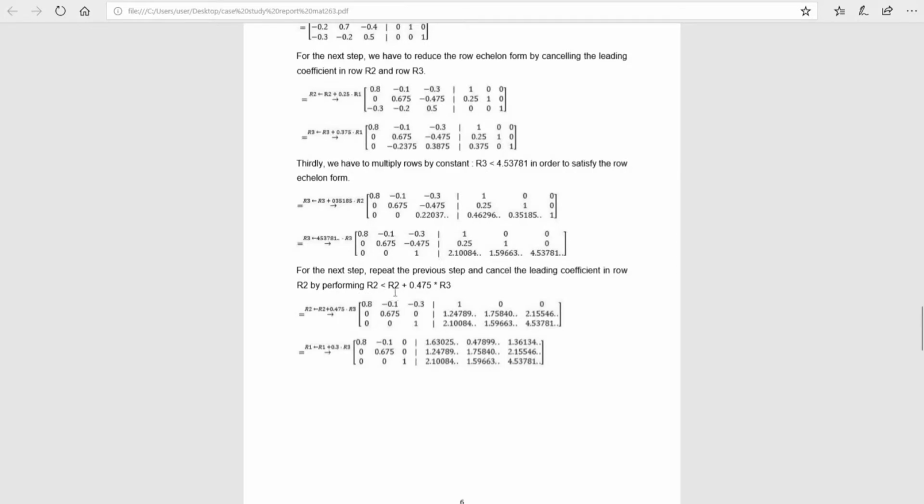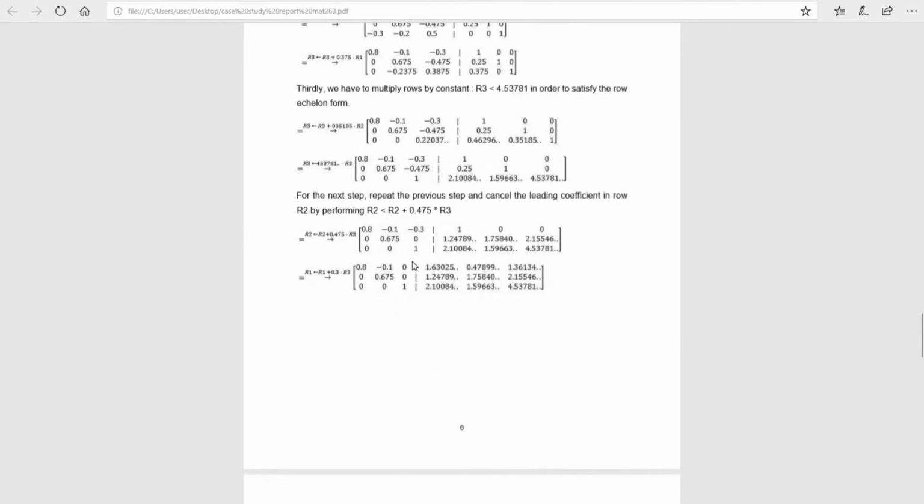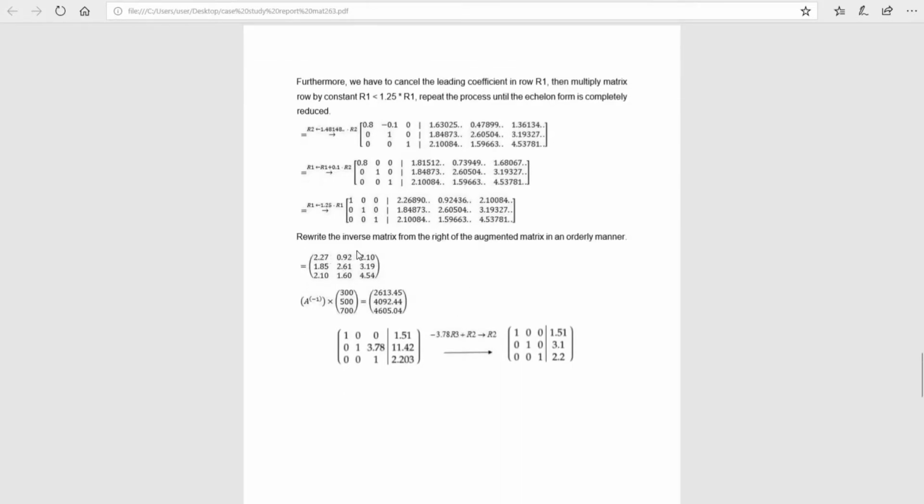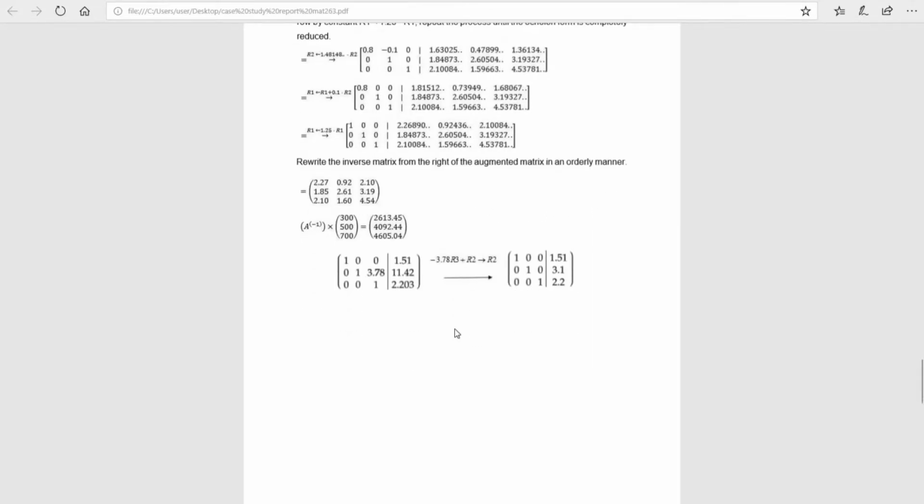So from there we can rewrite the numbers and repeat the process until the echelon form is completely reduced. Finally, we rewrite the inverse matrix from the right of the augmented matrix in orderly manner. So that's for my part.